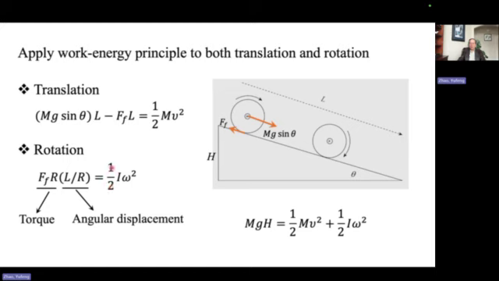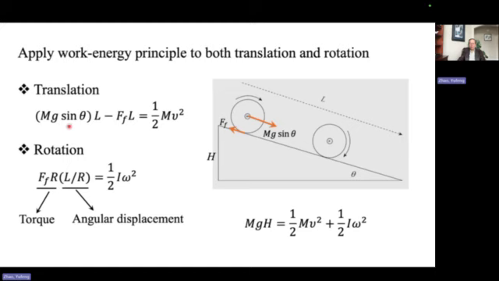That means it's 1/2 I, which is the rotational inertia of the cylinder, times omega squared. Omega is the angular velocity. So you can see that this equation can be easily simplified to F friction times L, because R is cancelled, so it equals 1/2 I times omega squared. Then we plug the second equation into the first one.